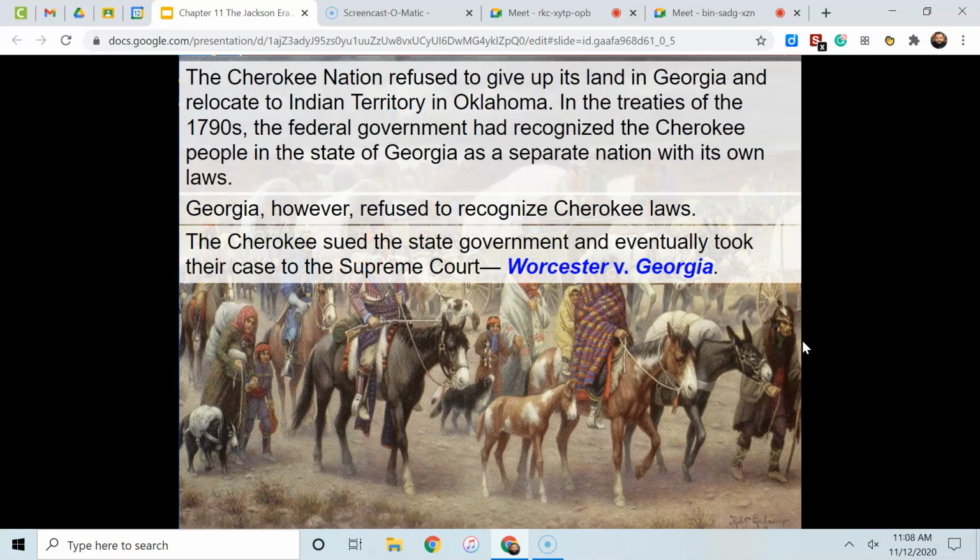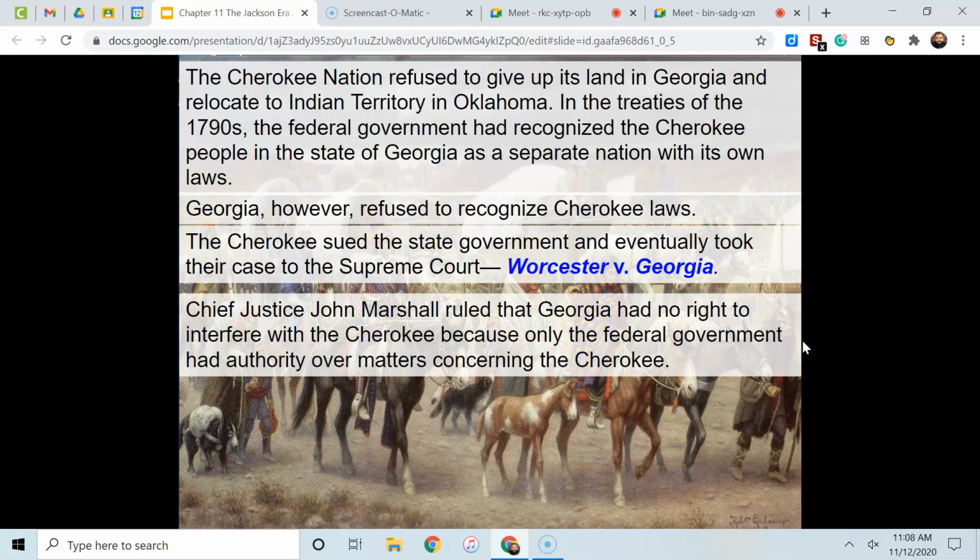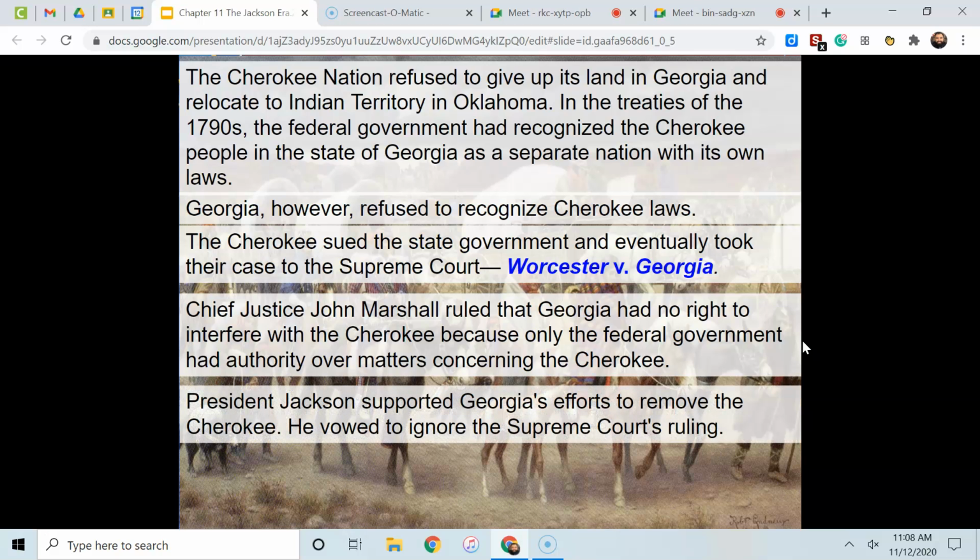The Cherokee sue the state government, and eventually their case gets taken to the Supreme Court, Worcester versus Georgia. It might come as a surprise, but Chief Justice John Marshall and the court rule in majority that Georgia actually had no right to interfere with the Cherokee, because the federal government had no authority over matters concerning the Cherokee. And they can cite back those treaties to earlier in U.S. history.